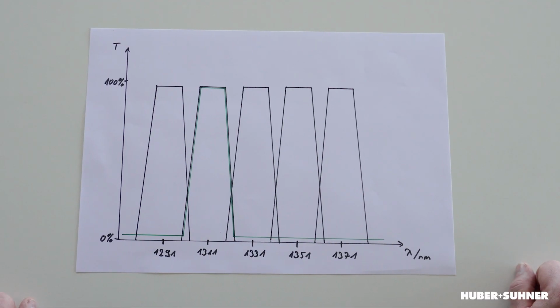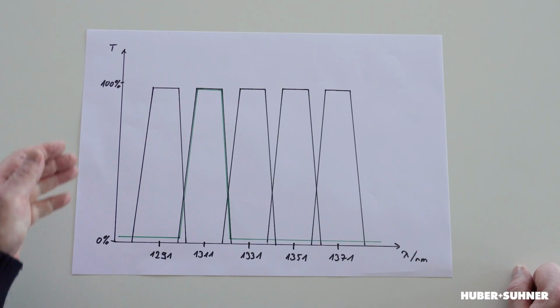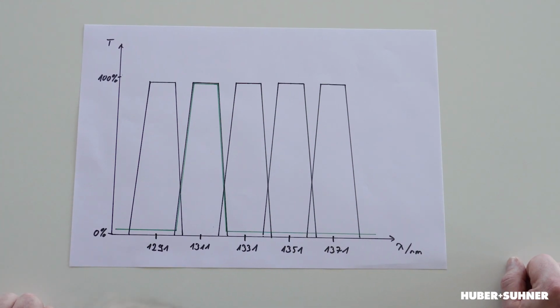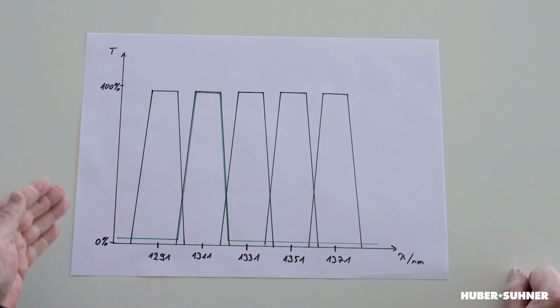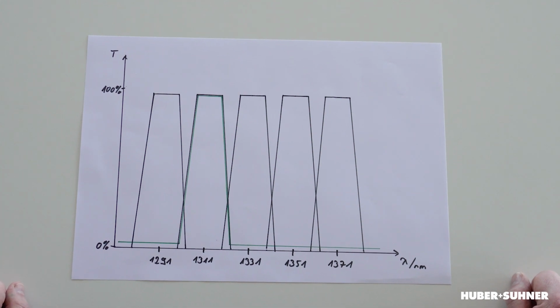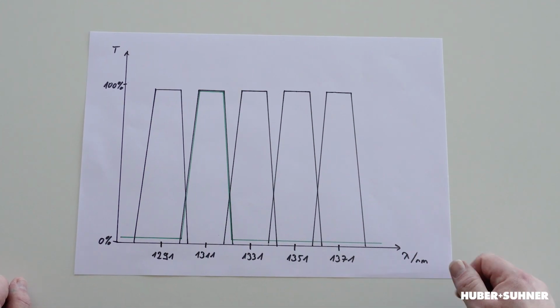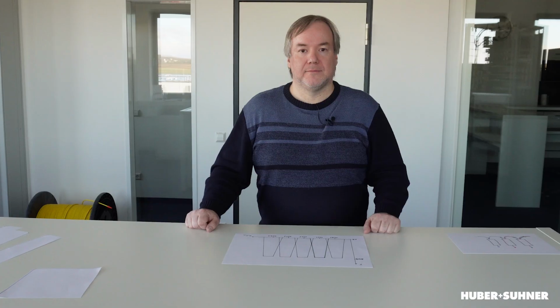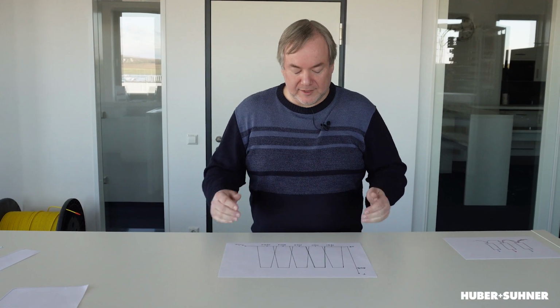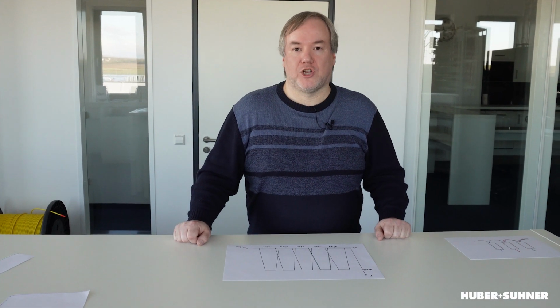For that, we have to take a closer look at such a spectrum. It's an optical spectrum. In this graph, you can see on the vertical axis we have the transmission of the filters. It goes from 0% to 100%. And on the horizontal axis, we have the wavelength in nanometers. Depicted here, you can see the example of 5 CWDM channels.